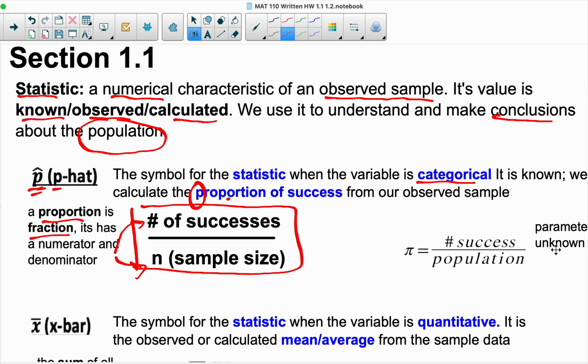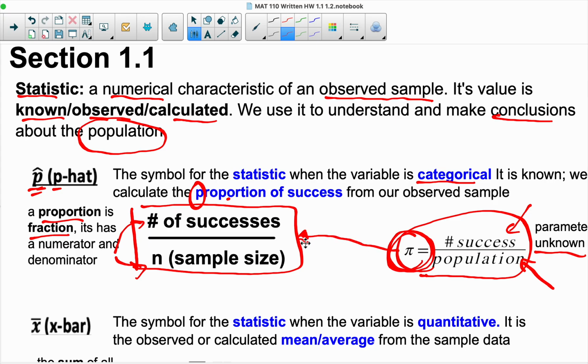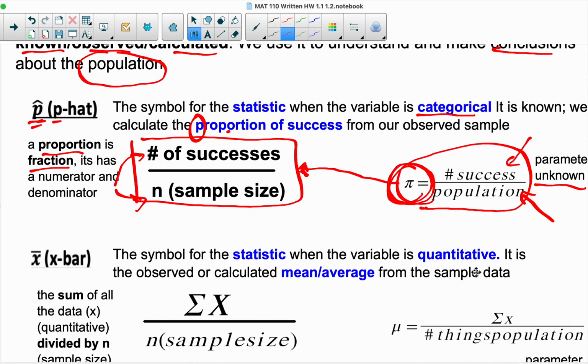The parameter, all right, it wouldn't really be feasible to go and talk to every single person in the population and see how many successes we had out of the entire population. So it's generally unknown. So instead of being able to readily calculate it for the population, we take a sample because we can deal with that finite number of items instead of the population.